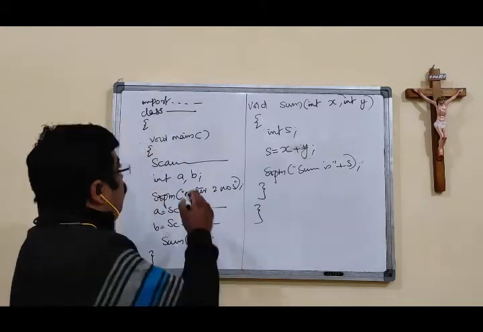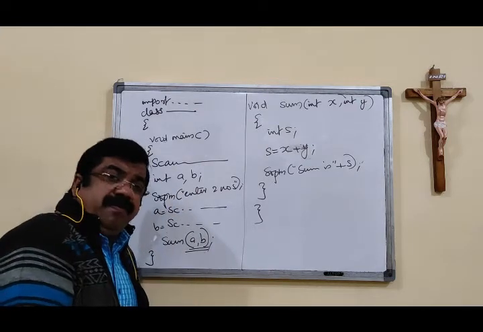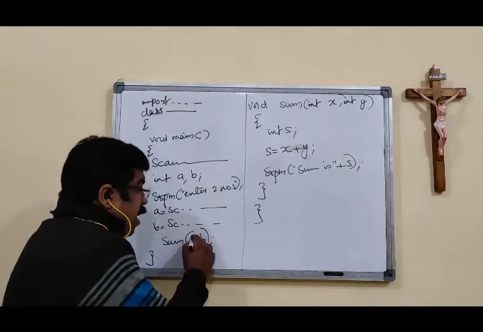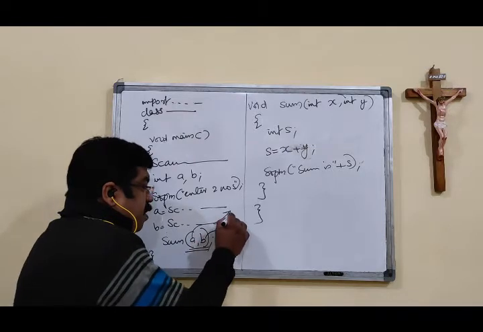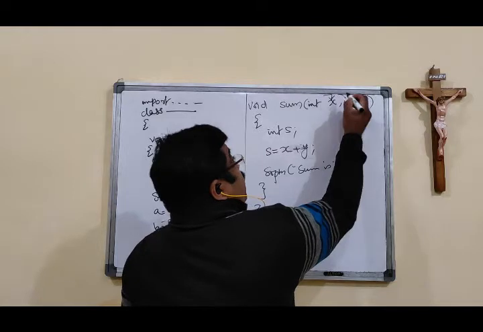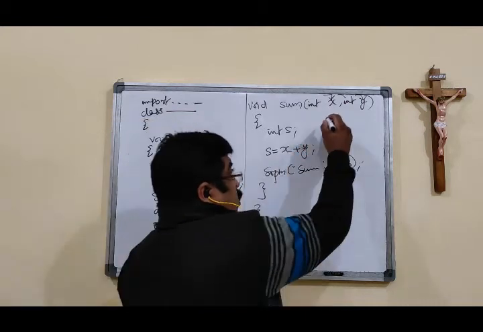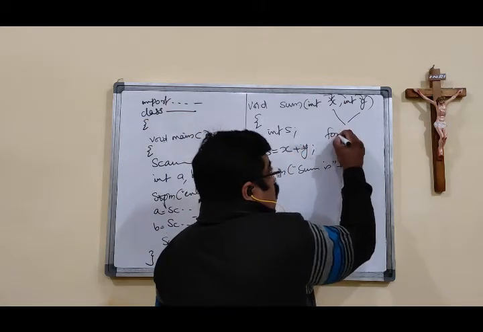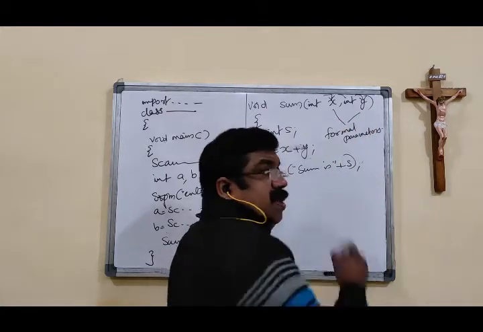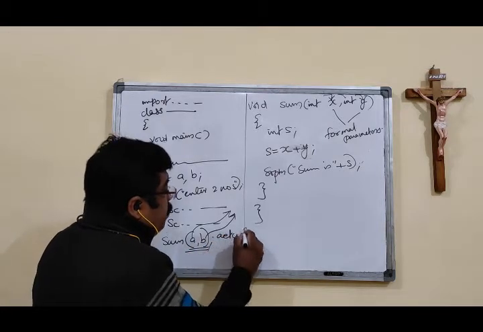Now you see, when the main is running, variables are declared there, values are taken as the input, supplying these two to the function. Okay, they will be copied to this x and y. Now we call these two variables as formal parameters, and these two variables are known as actual parameters.